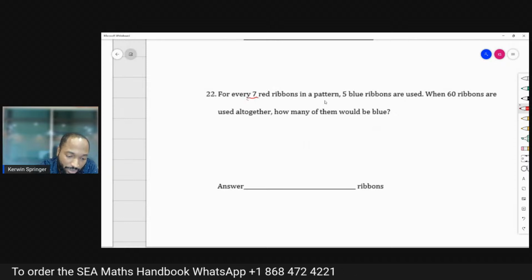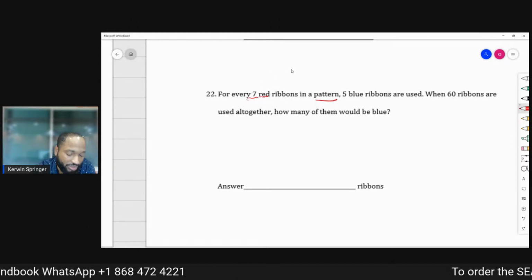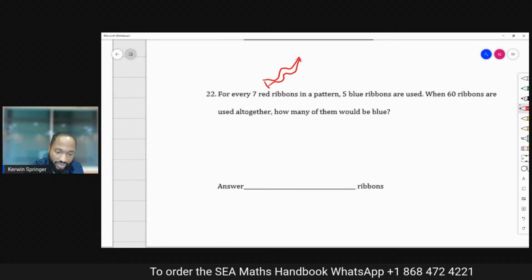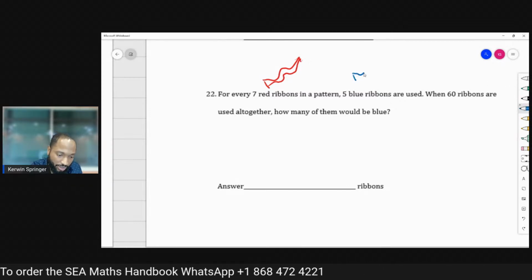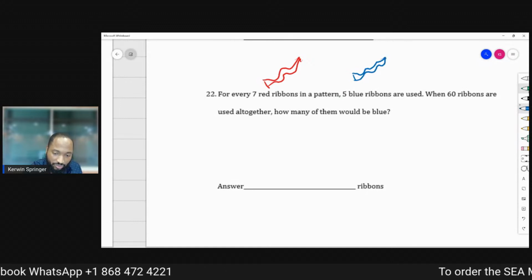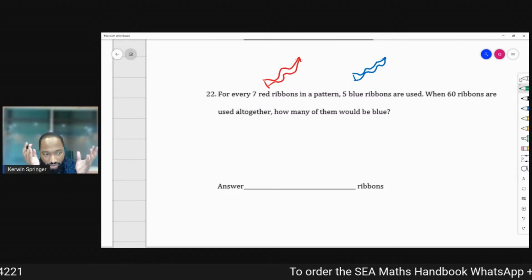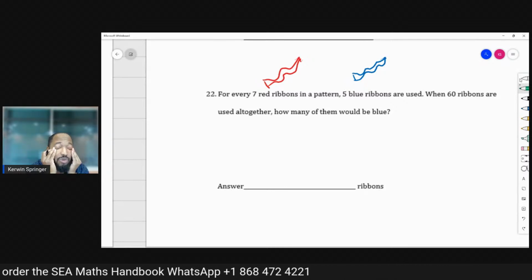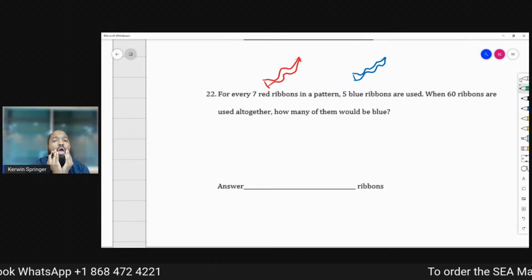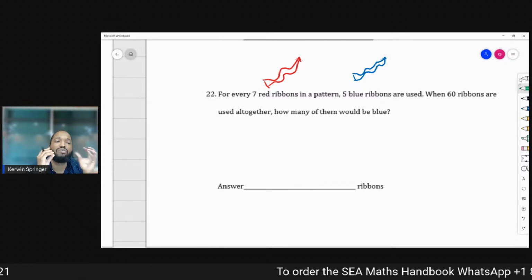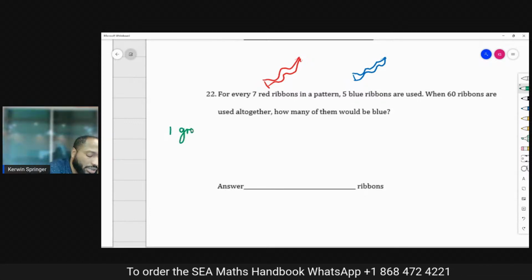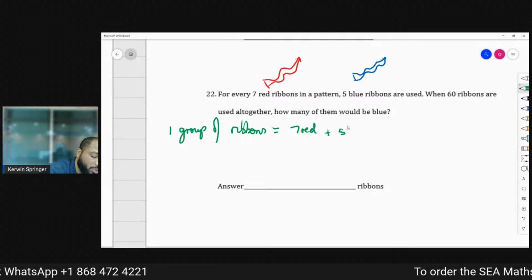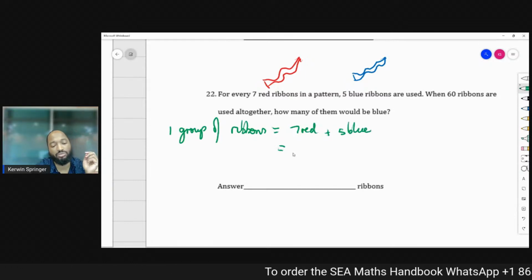For every 7 red ribbons in a pattern, there are 5 blue ribbons. When 60 ribbons are used altogether, how many of them would be blue? So these kinds of proportion questions, they need to group up. To find one group of ribbons, one group is going to be 7 red plus 5 blue. In all, this is 12 ribbons.